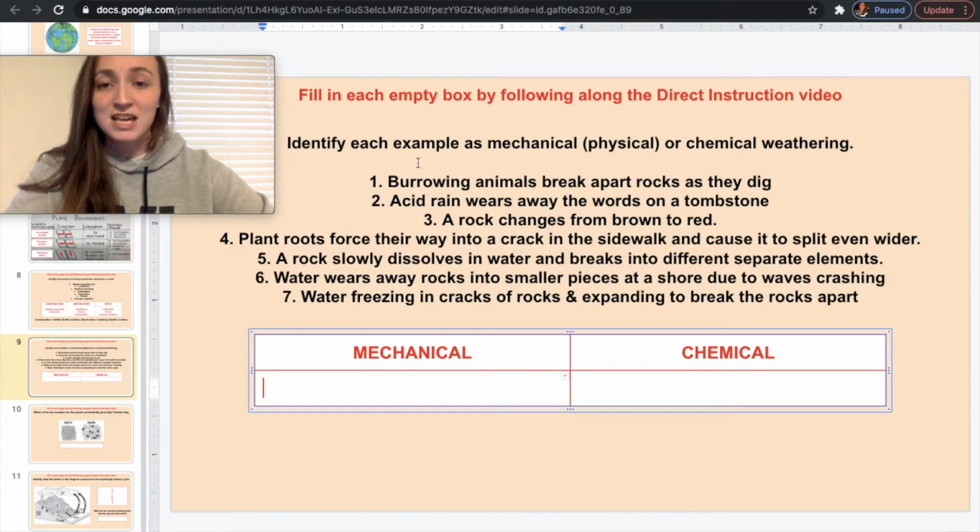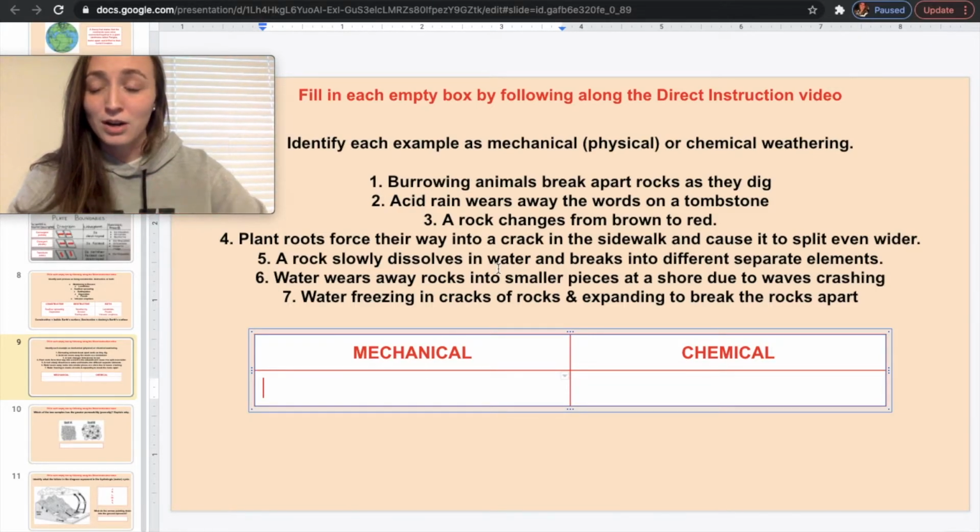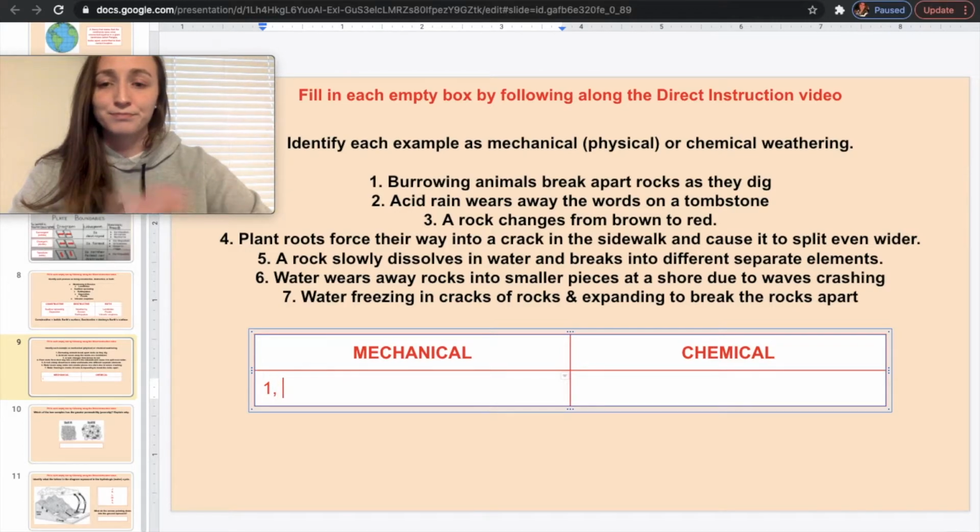Okay, so for each example, we're going to put it as either mechanical or chemical. So the very first one says burrowing animals break apart rocks as they dig. So remember that anytime an animal is burrowing, just means digging a tunnel in the ground and making the rock smaller. That is going to be mechanical. So we'll put that under mechanical.